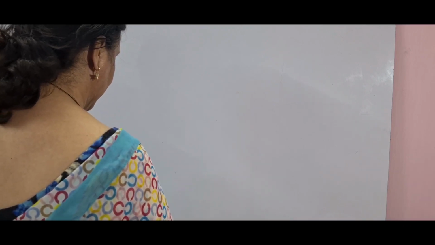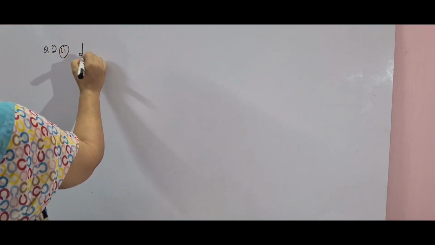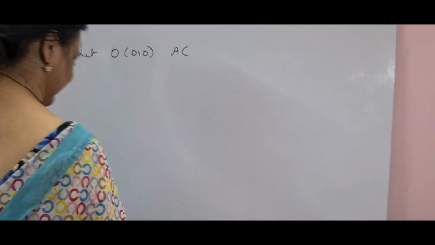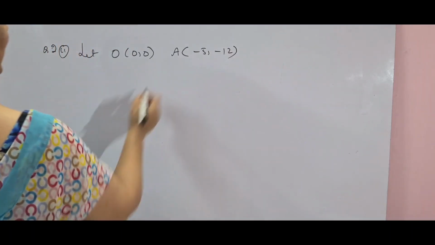Question number 2: find the distance between the origin and the point. So origin is not given but understood. Origin is always O. Let the origin be O, and let the point be given as minus 5 and minus 12. You have to find the distance between the origin and the point.